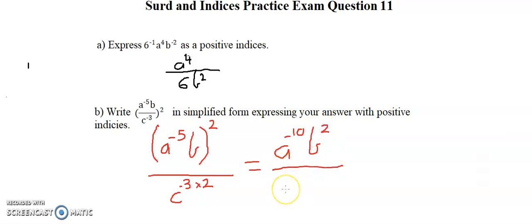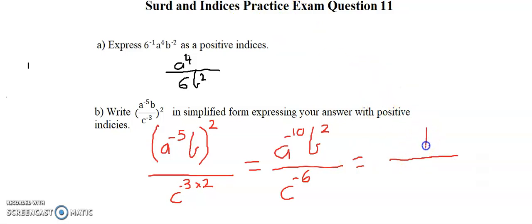Likewise, I've got one group of c to the power of negative 3 and another group, which gives me 2 lots of it. So negative 3 times 2 is negative 6. So now I've got it in terms of a simplified form. I just need to make sure it's positive.